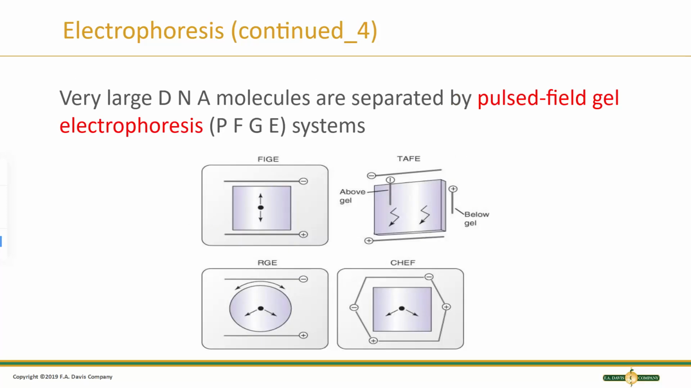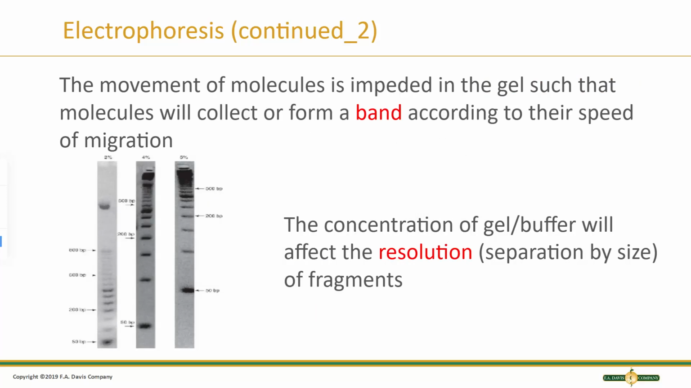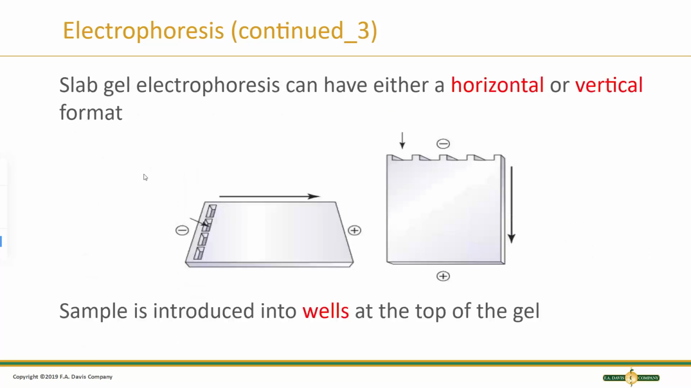Very large DNA molecules are separated by pulsed field gel electrophoresis, or PFGE. And there's 4 main systems of these that exist. But just kind of going back here, you can see these big blobs at the top. These are pretty large molecules of DNA. So if we are trying to look at different fragments within this big blob, then we would have to use something like pulsed field gel electrophoresis.